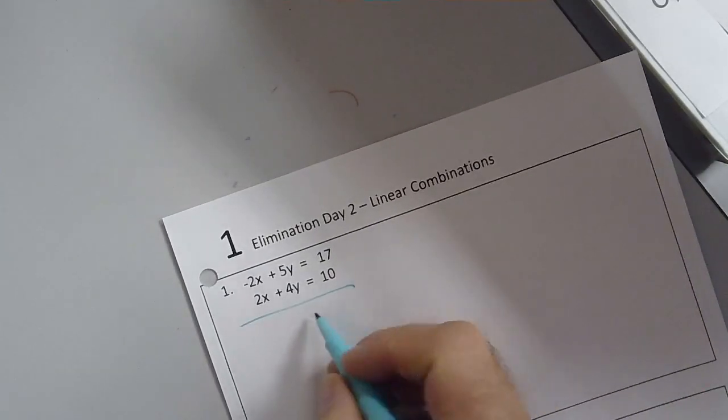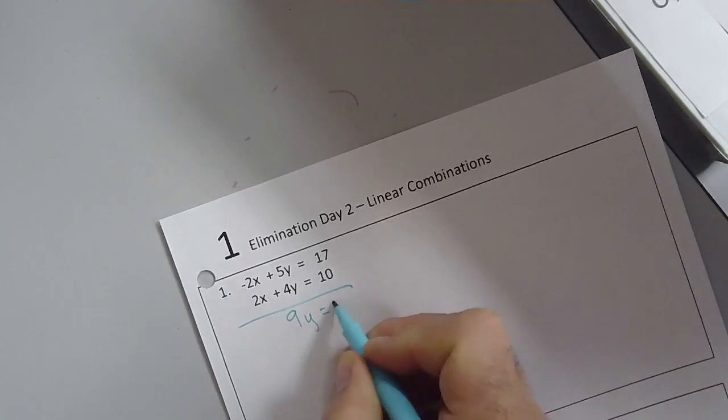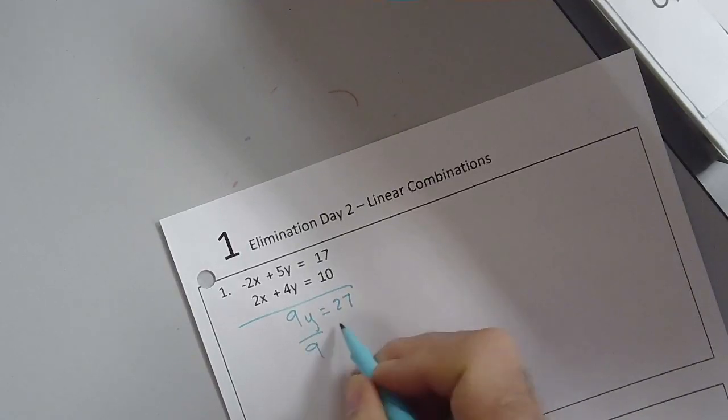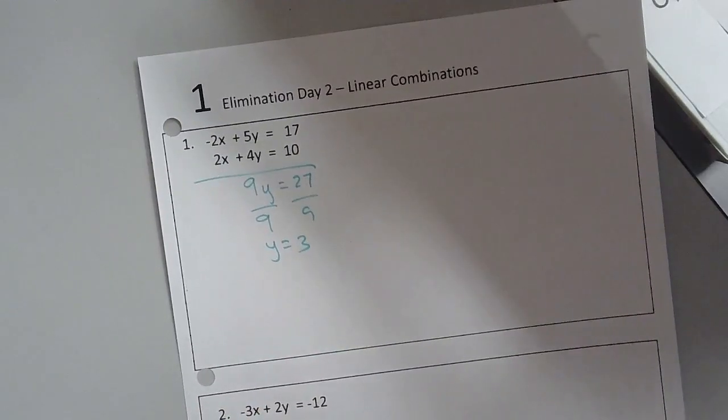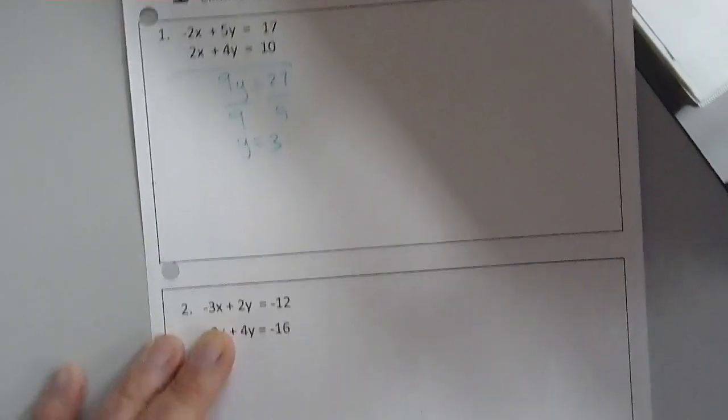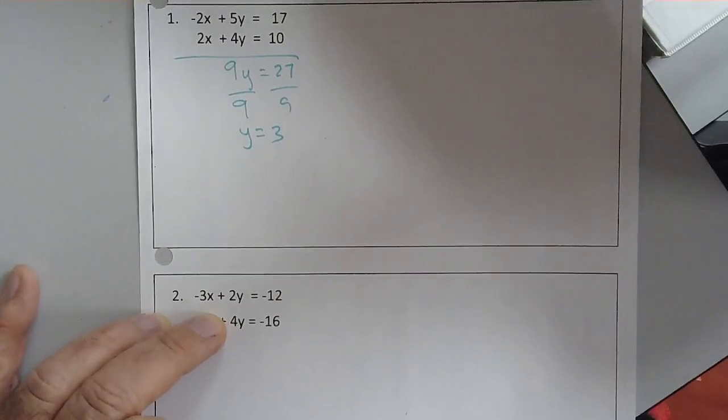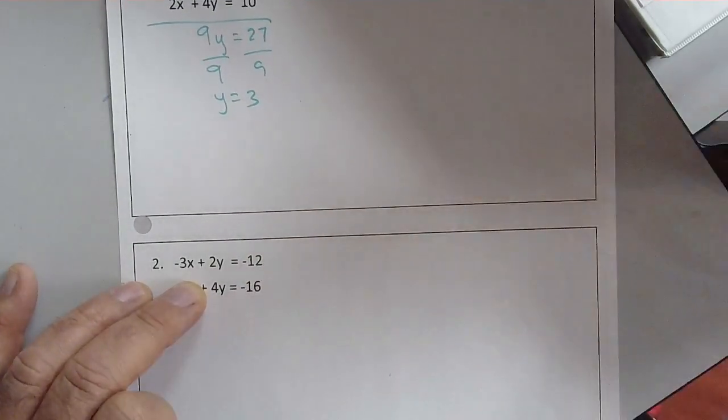So when I put these together, I'm going to get 9y equals 27. Then I'm going to divide by 9, and I get y equals 3. And then we go through and we do our whole process again to solve for x. Right? And we've done that before, so we're good on that.